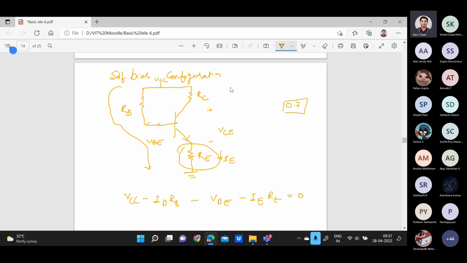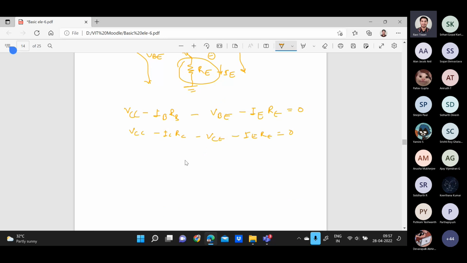Now similarly you can write down for the outermost part. That is VCC minus ICRC minus VCE, that is the voltage across the collector to emitter, minus IERE. Okay. Now after that, you can solve by substituting its value. For example, from the first equation you have to find out the value of IC. So how will I write it down? I can write IC is equal to beta IB, right?